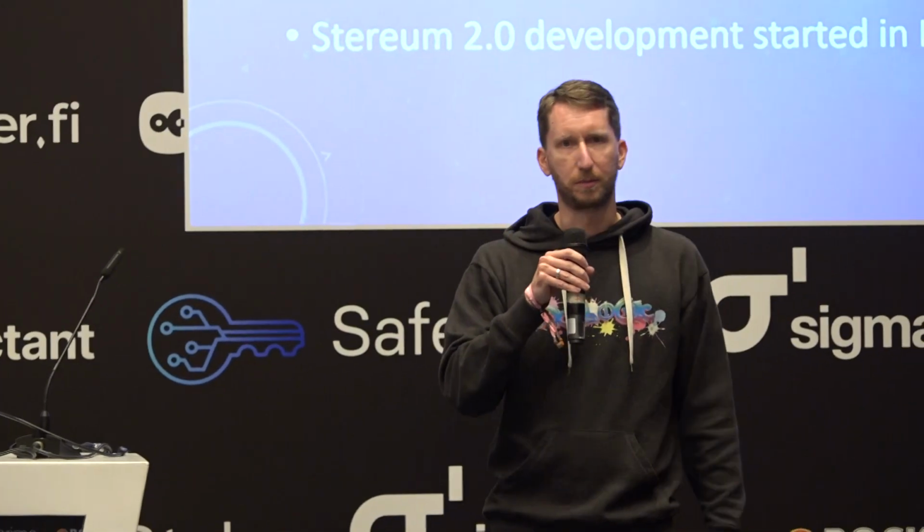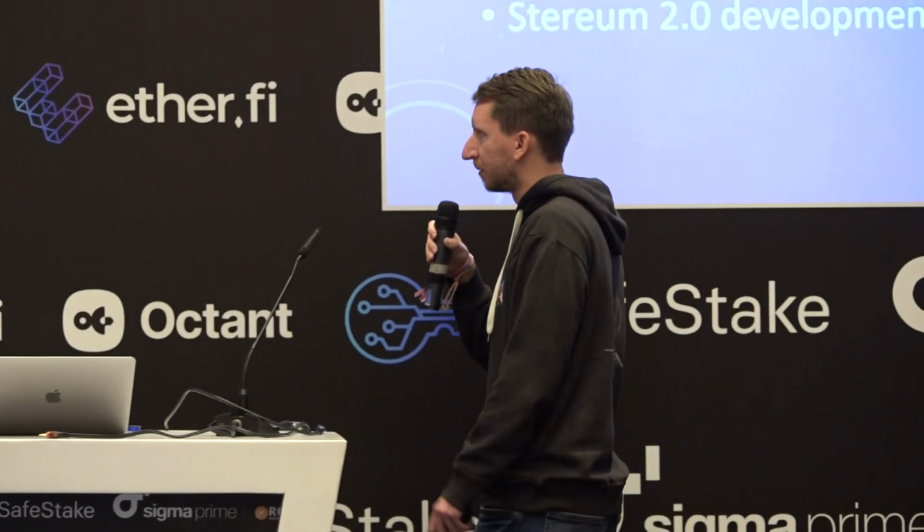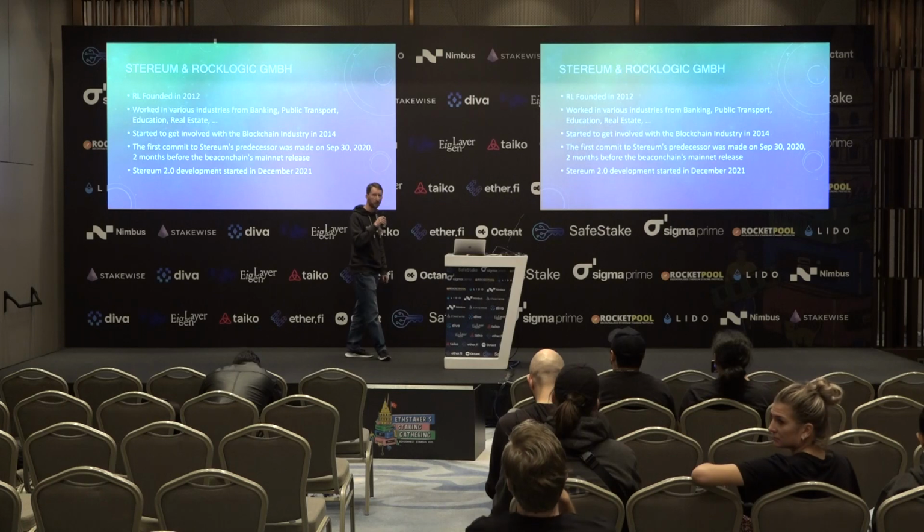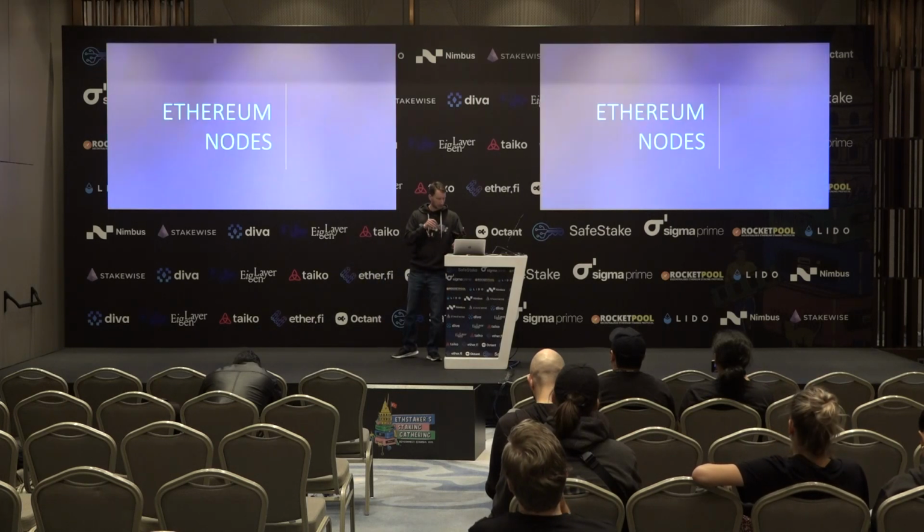And the first commit to Stereum's predecessor was done in September 2020. That's 2 months before the Beacon chain mainnet launched. So we got in way earlier than the mainnet launched for Ethereum. Stereum 2.0, that's the latest version that was just released last week. We started developing already in December 2021, so that's almost 2 years now. That's a pretty long time.